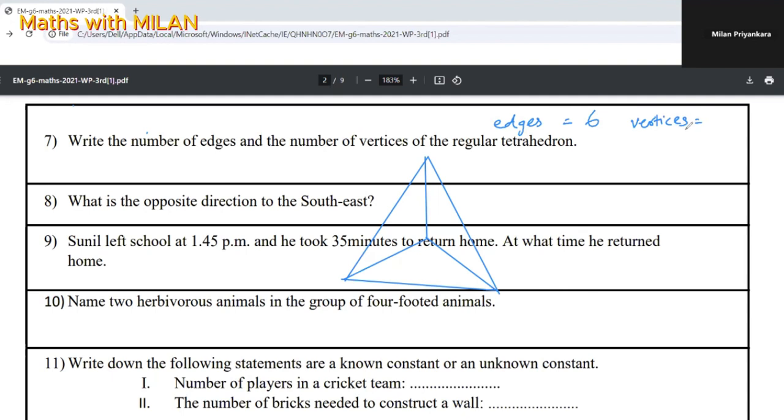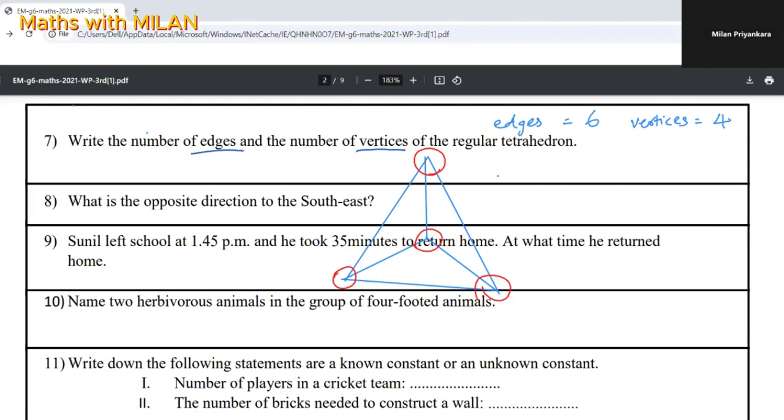And what about the vertices? You have 1, 2, 3, 4 vertices, right? So these are the vertices. I will mark the vertices if you want to see that. 1, 2, 3, 4. There are 4 vertices, right? We have been asked the number of edges and the number of vertices. That's all. They haven't asked the number of faces, but if you want, you can see there are 4 faces on this regular tetrahedron, right?